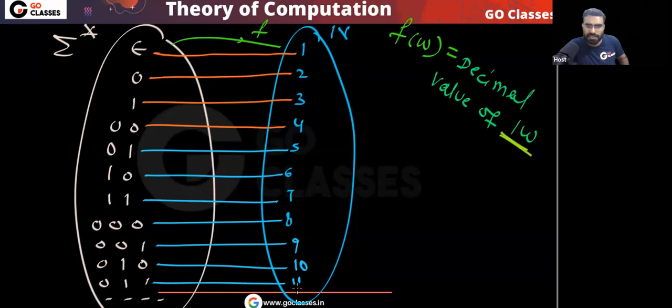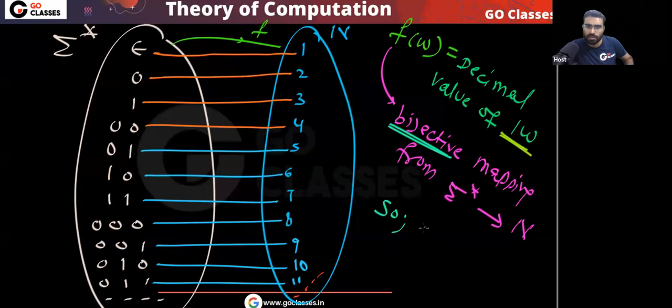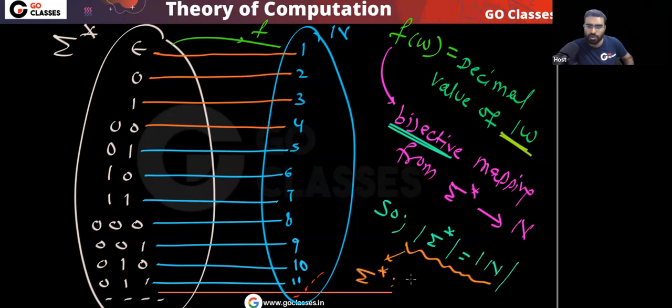So that's it. There exists a bijection, right? Yes or no? Agree with me? So this f, you can notice, is a bijective mapping from the set of all finite length binary strings to the set of natural numbers. So what can I say? The cardinality of sigma star is the same as the cardinality of natural numbers. So sigma star is countable.